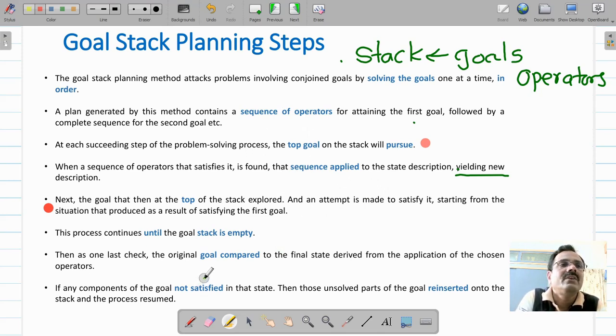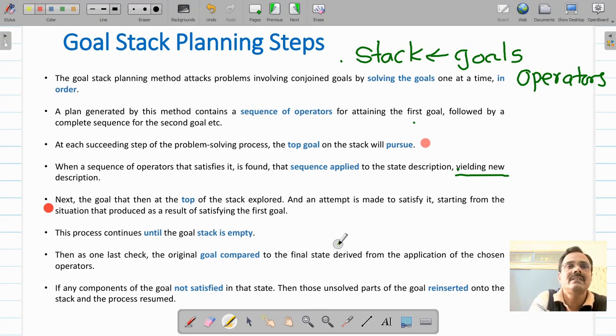Then finally you compare the original goal with the final state derived from application of all those operators. That is the final check that you are going to perform again, because during this process you might have disproved certain sub goals, and that check you will have to make at the end. If any of the goals finally you find out is not satisfied, again that is pursued, that is reinserted on the stack, and you will try to satisfy that goal. So that's how this goal stack planning works.